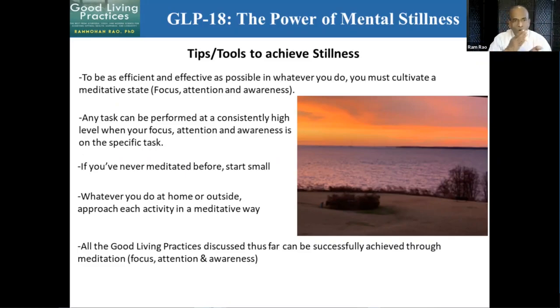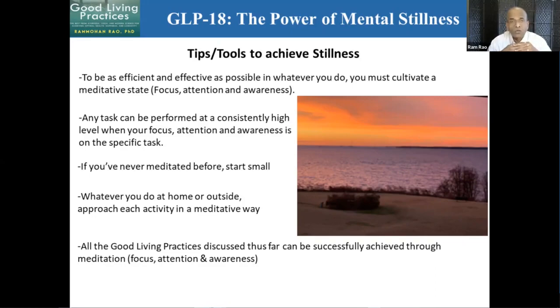Whether you do it at your home or at your work, please approach any activity in a meditative state, because this will help you. It will help you to achieve oneness on that task, and your task will be rewarding at the end. So when it comes to good living practices, you don't have to shave your head, you don't have to wear orange robes, you don't have to burn the incense stick, you don't have to sit in a corner. Meditation can be approached through any task that you do.